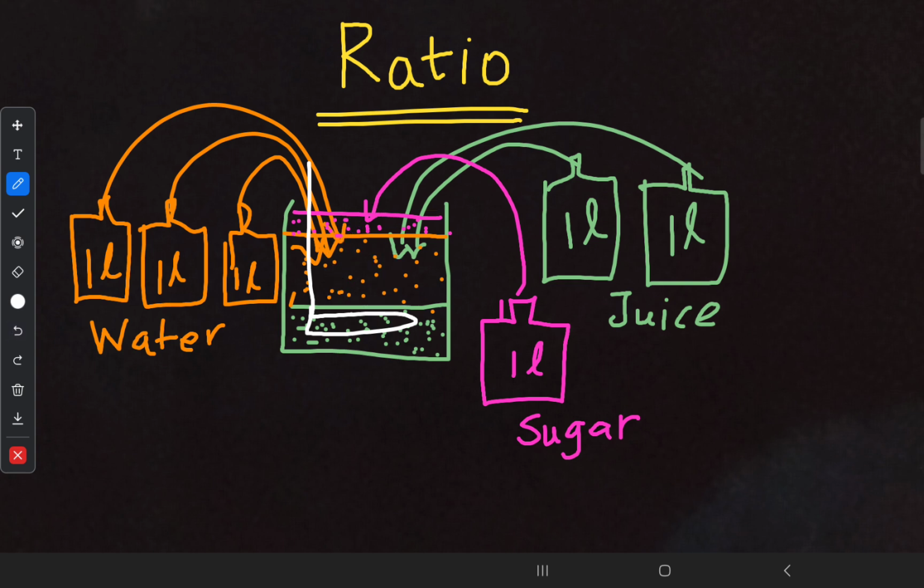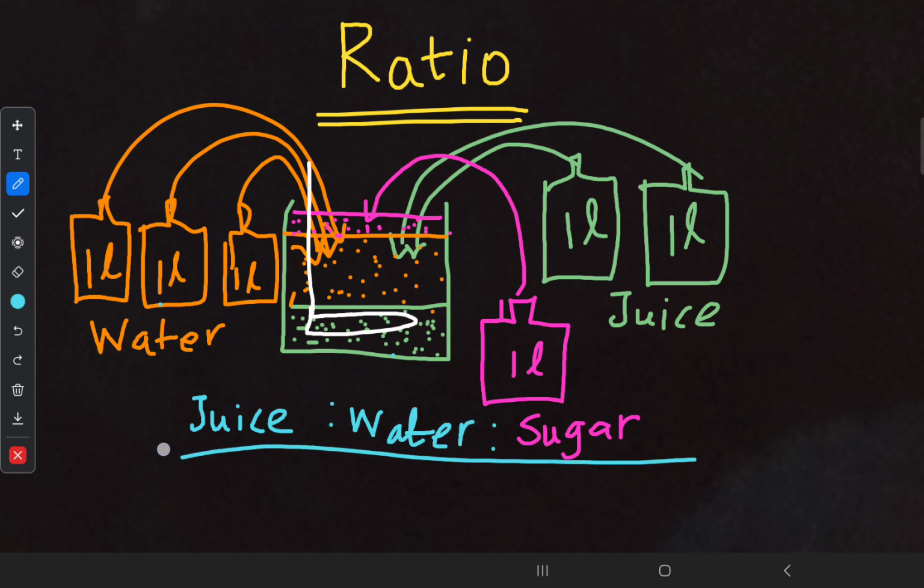Now my question is, what is the ratio of juice cordial, water and sugar in the total mixture of this juice? Try to understand my question. What is the ratio of juice, water, sugar in this total mixture? To find that, we are going to represent it as a ratio. Juice is to water is to sugar. I am going to represent it like this.